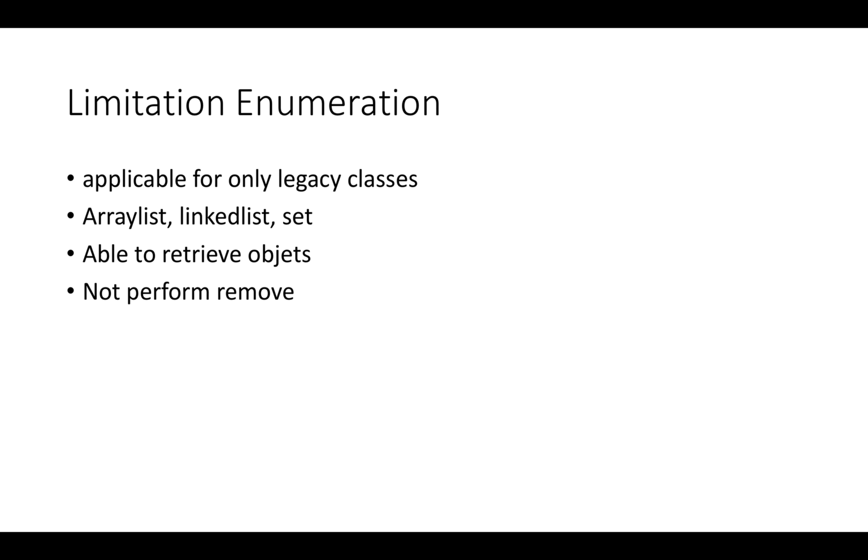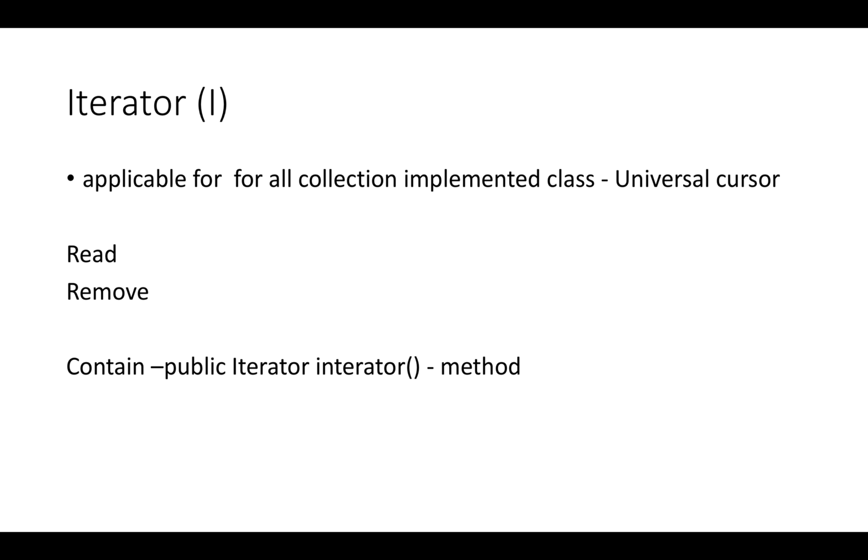Now there are some limitations of Enumeration. As discussed, Enumeration is only for the legacy classes, so we cannot apply it to other collection objects, meaning ArrayList, LinkedList, or Set. Using Enumeration, we only retrieve the values in the forward direction, and we cannot replace, add, or remove values from the collection object. To overcome this problem, we introduced the Iterator interface.